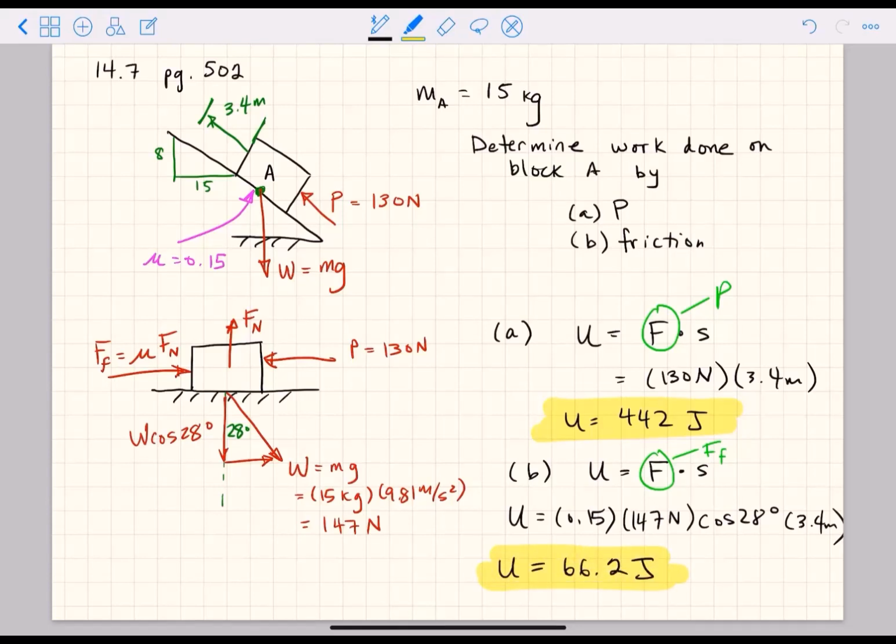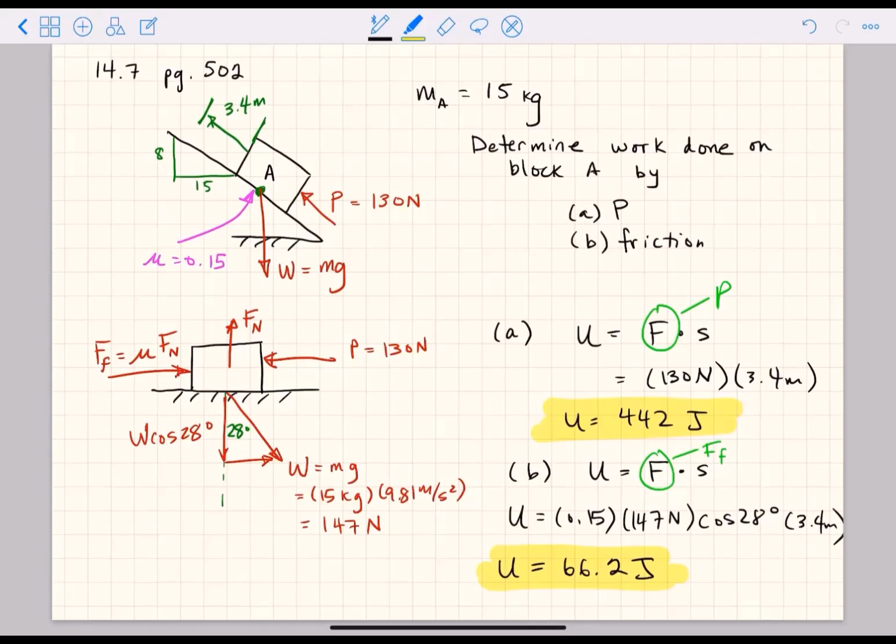So based on that, clearly there is more work being put in to push this block versus what is being put in to oppose that block through the force of friction. And that would make sense, because obviously if the force of friction was higher, then that block shouldn't be moving, right? So that does make sense.